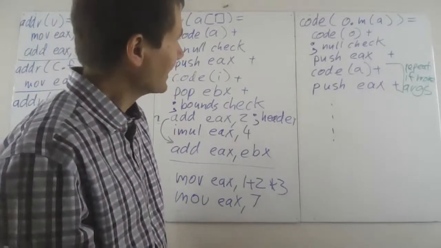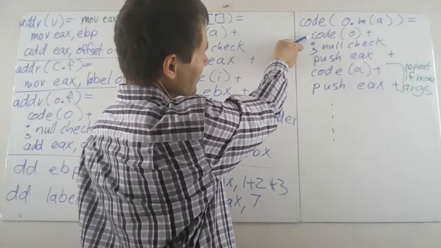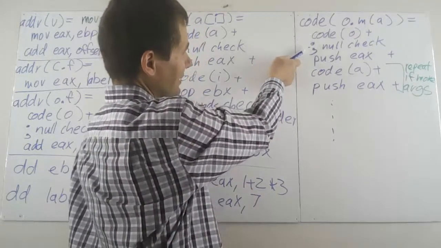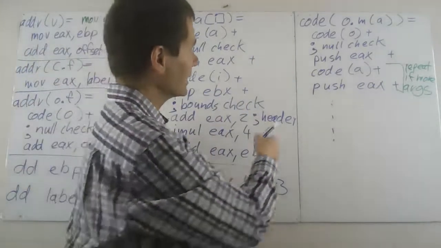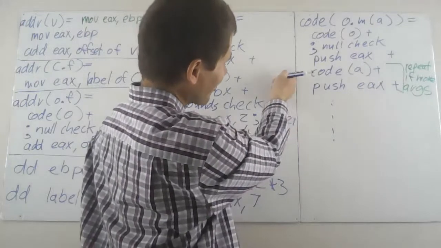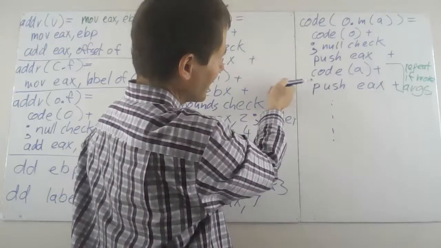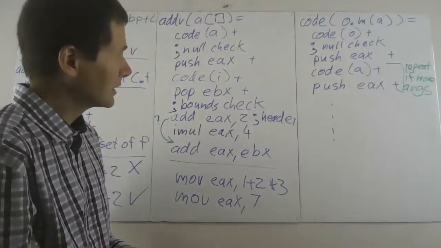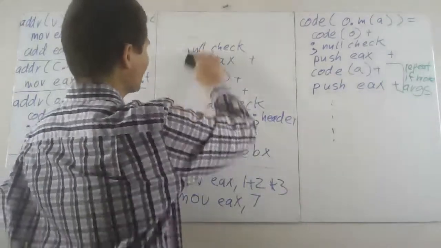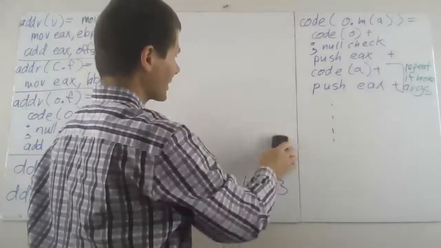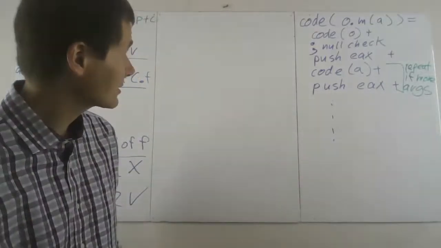I have some code that's going to evaluate that receiver expression. Then a null check that's required by Java for a method call. And code over here to evaluate the argument. Both the receiver and the argument are pushed onto the stack. And that's, of course, assuming that my convention for passing parameters is to put them on the stack.